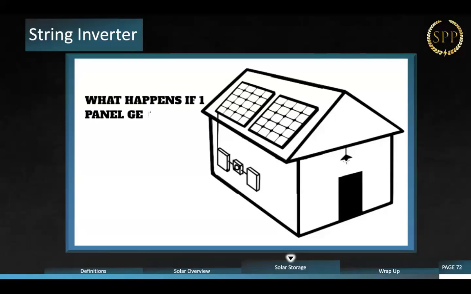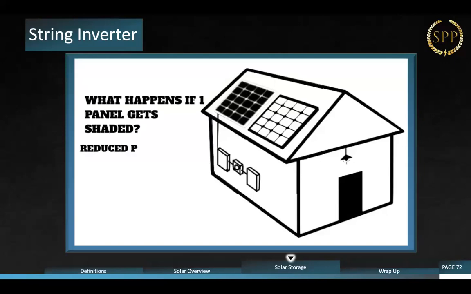So one of the biggest cons is, and this is the biggest thing for customers to understand when we're talking about string inverter systems, and I actually draw this out for my customers. I'm going to draw a little happy house just like this. And I'm going to pose a question. What happens if one of the panels gets shaded? Well, it works a lot like Christmas lights. What happens to Christmas lights? When one of the bulbs goes out, the entire array is going to go out.